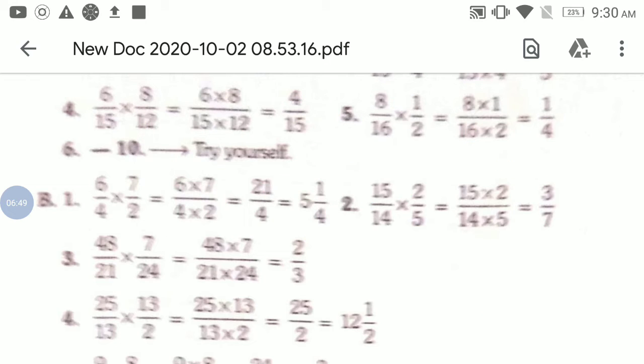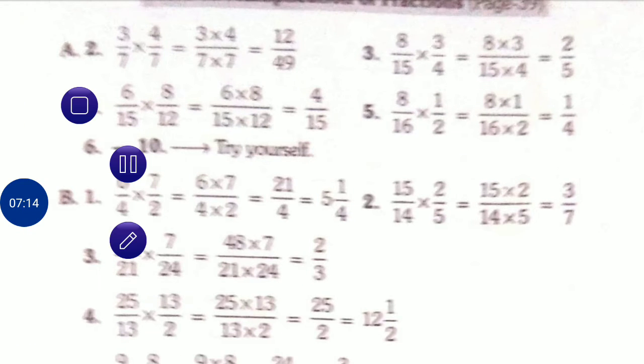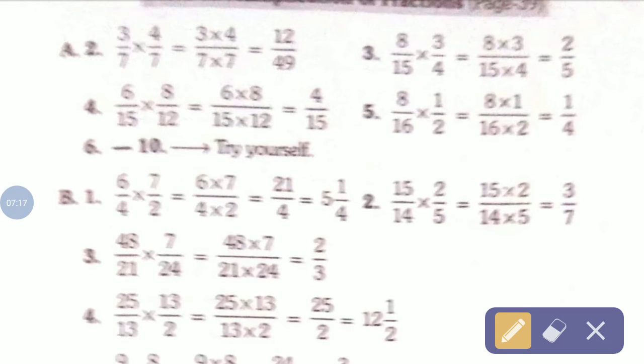See, that only we have got here also. Same thing is given. In this way you have to do it. Then the B, in the B, it is just like the same, but little bit changes are there that I will explain to you. Again in the B, 6 upon 4 multiplied by 7 upon 2, that is numerator to numerator and denominator to denominator. 6 sevens are 42 and 4 twos are 8.